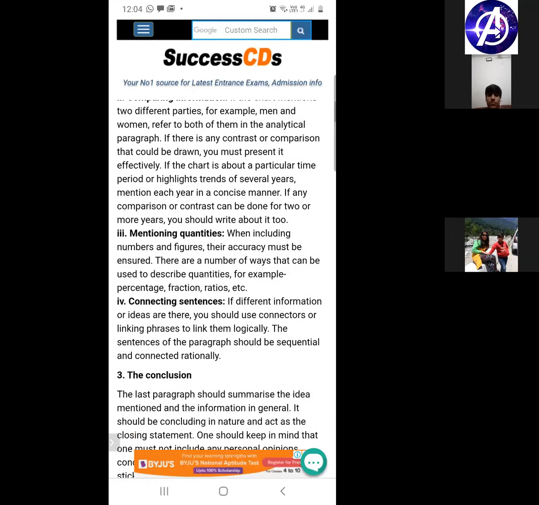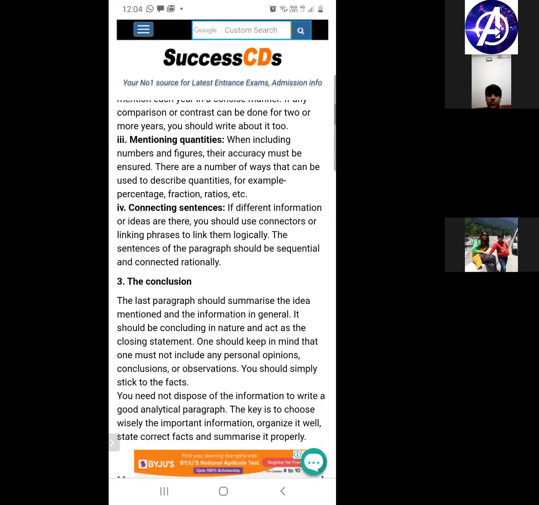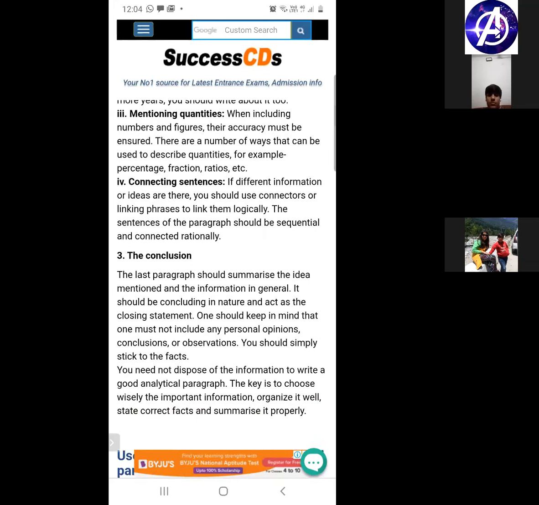Please continue further. Mentioning quantities. When including numbers and figures, their accuracy must be ensured. There are a number of ways that can be used to describe quantities, for example, percentage, fraction, ratios, etc. Connecting sentences. If different information or ideas are there, you should use connectors or linking phrases to link them logically. The sentences of the paragraph should be sequential and connected rationally.